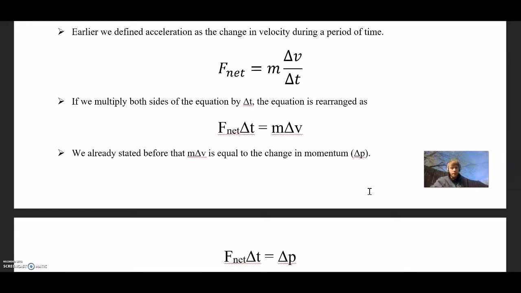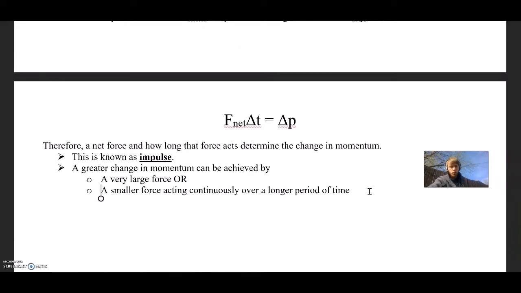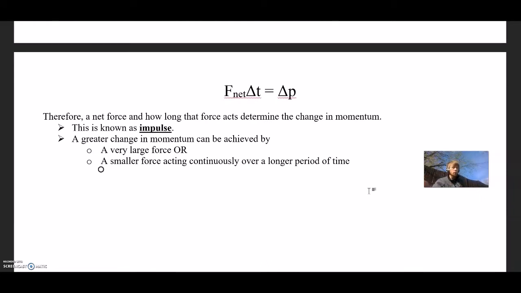And we've already said that mass times a change in velocity is a momentum. So as a result, we have a relationship here where a net force acting over a period of time is equal to a change in momentum. And we're going to call this relationship the force acting over a period of time that causes a change in momentum an impulse. And impulse can be determined by the force and the time.